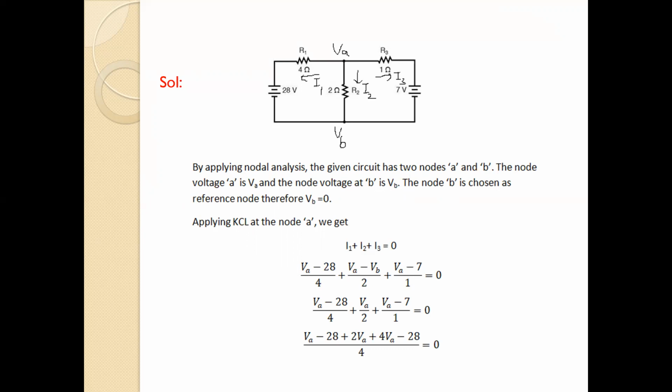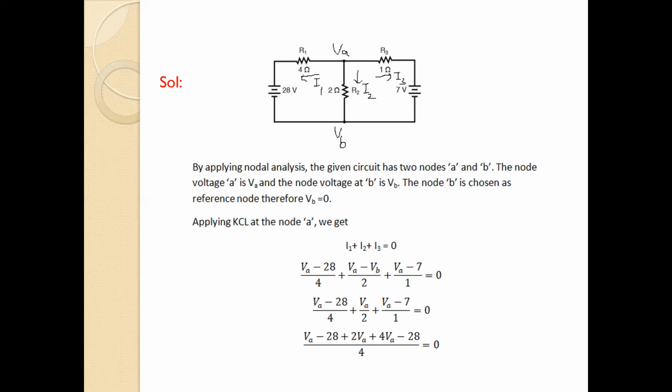Let us apply Kirchhoff's current law, KCL, at node A. We get the basic equation: I1, the total current we have to find in the circuit, so I1 plus I2 plus I3 is equal to 0. First, we have to take one loop, then another loop. So for the first loop, we have (VA minus 28) by 4 plus (VA minus VB) by 2 plus (VA minus 7) by 1 is equal to 0.